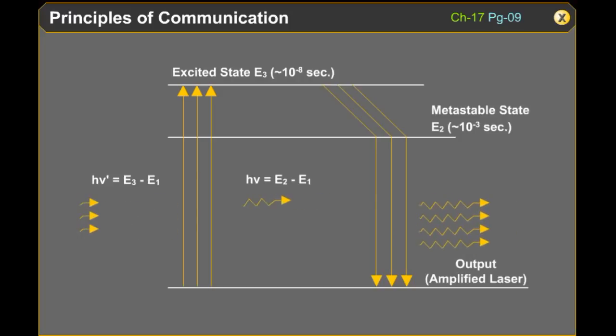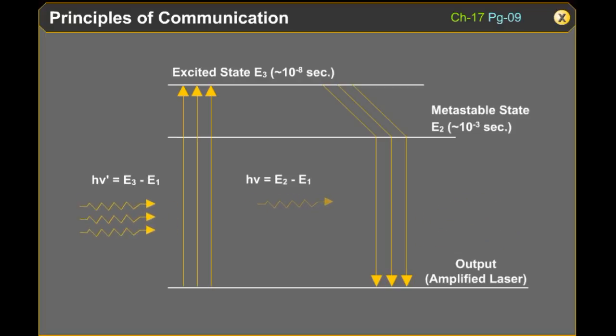The incident photon may interact with the atom in the excited state and induce it to emit a photon of energy h nu equal to E2 minus E1, exactly in the same phase and in the same direction as the incident photon. This is called induced emission or stimulated emission. Then population inversion takes place.